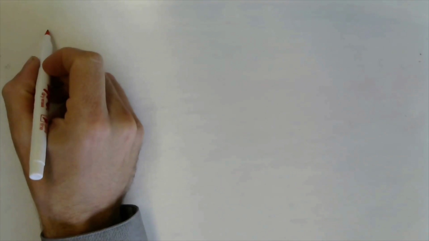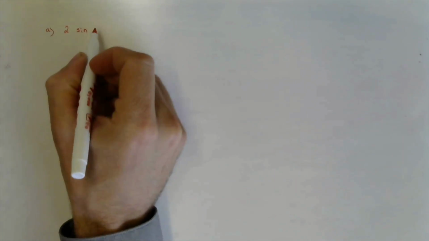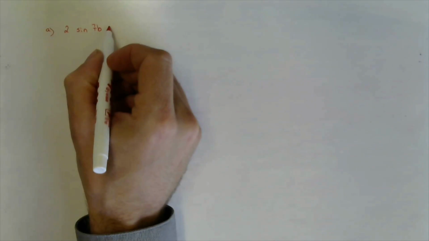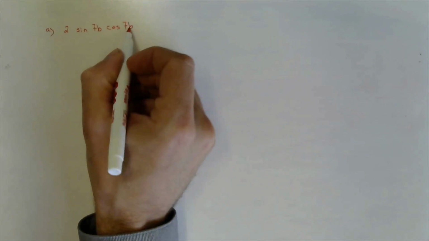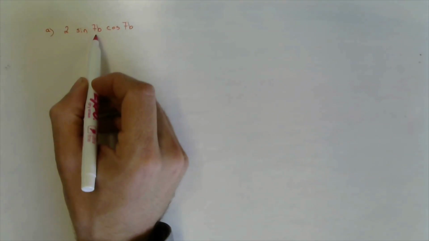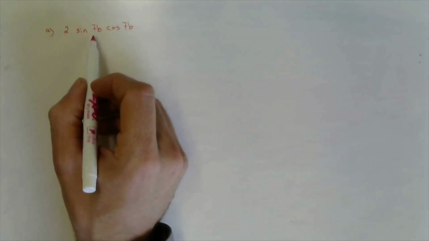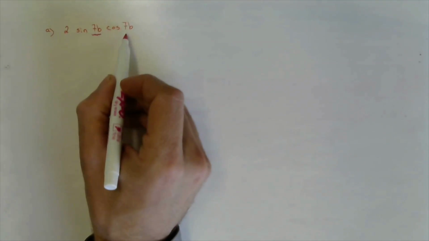Okay, example 1. Express each expression as a single sine or cosine function. So we have in A 2 times sine of 7b times the cosine of 7b. Okay, well, the angle that we're dealing with is 7b. Don't get too confused. Sometimes you'll think, okay, I have to split that angle into 2 angles. In this case, you don't have to do that. The angle that we're dealing with is 7b.